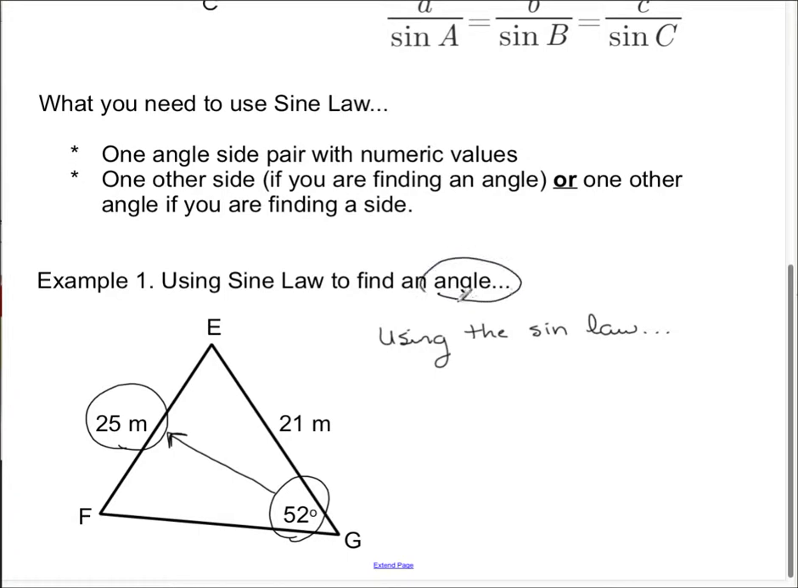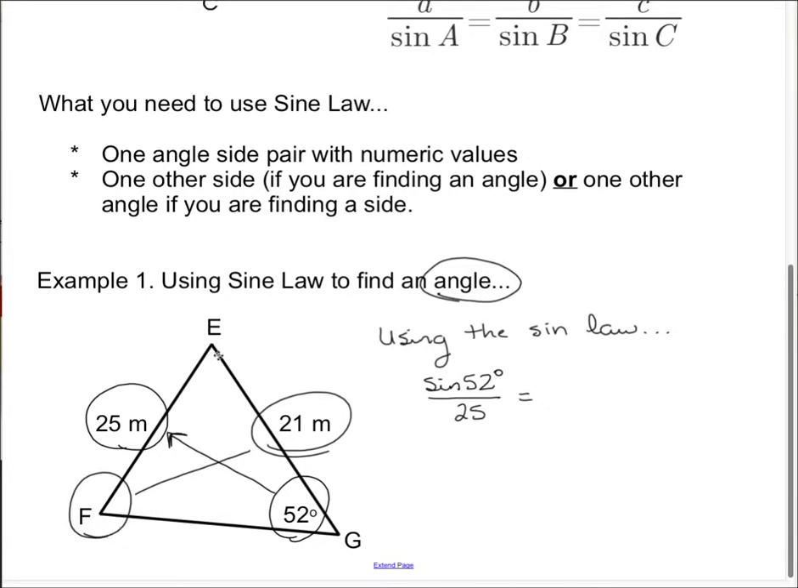And since I'm finding an angle, I want the angle on top. So I'm going to put that 52 as sine 52 on the top of my ratio. And then what goes on the bottom is the 25. And then I have to put another angle side pair over here. So which angle am I finding? Well, it's got to be this one, because it's the only one that has a side that has a number on it. So it's the angle F I have to find.